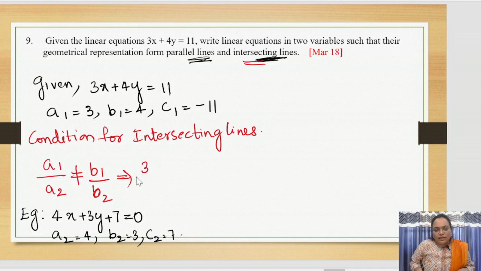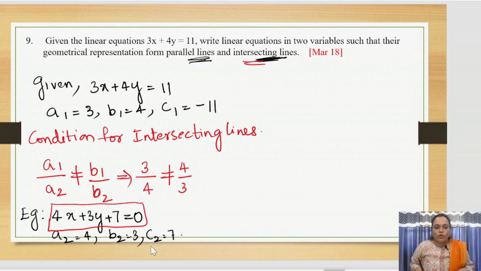a1 is 3 by a2 is 4, 3 by 4 is not equal to b1 is 4 by b2 is 3. So it satisfies the condition for intersecting lines. So this is the equation which we have formed.